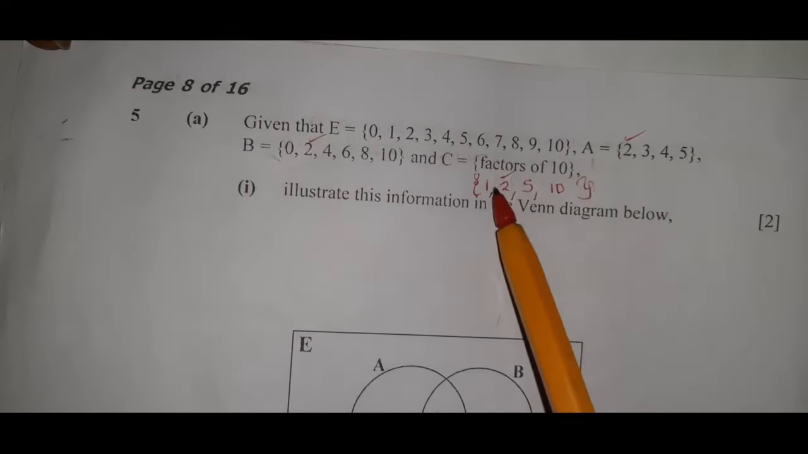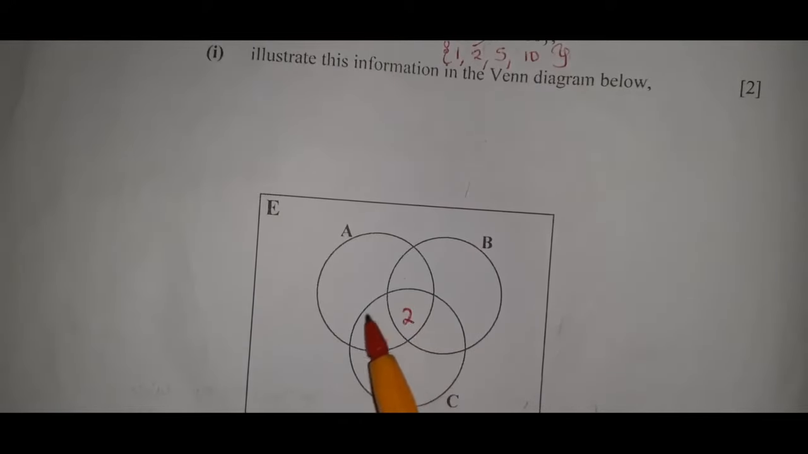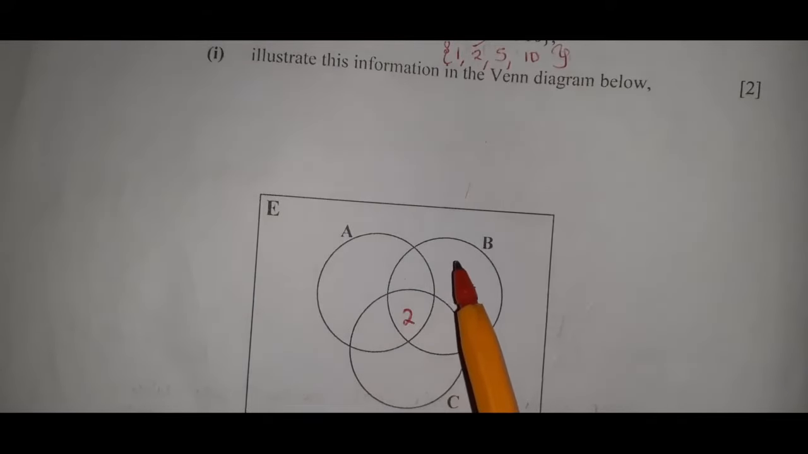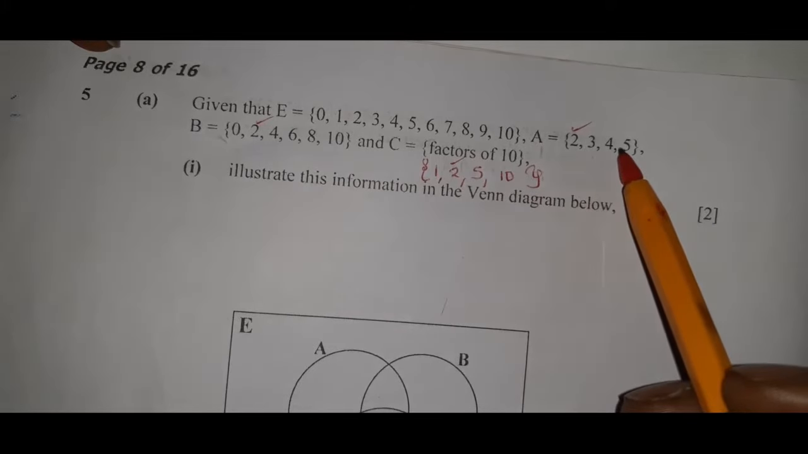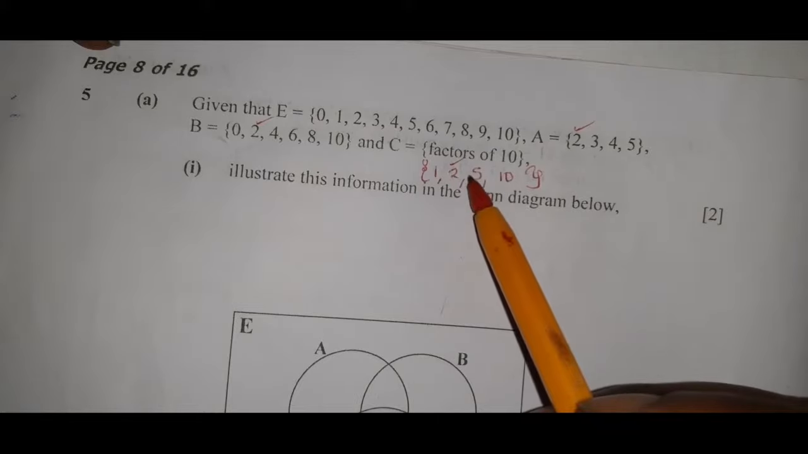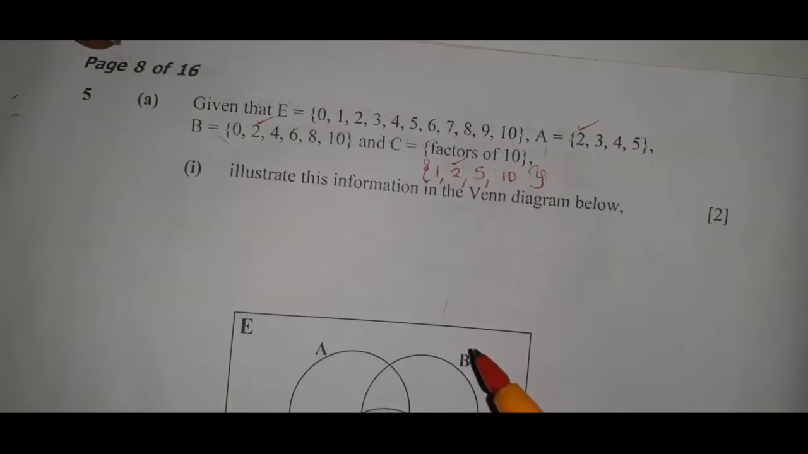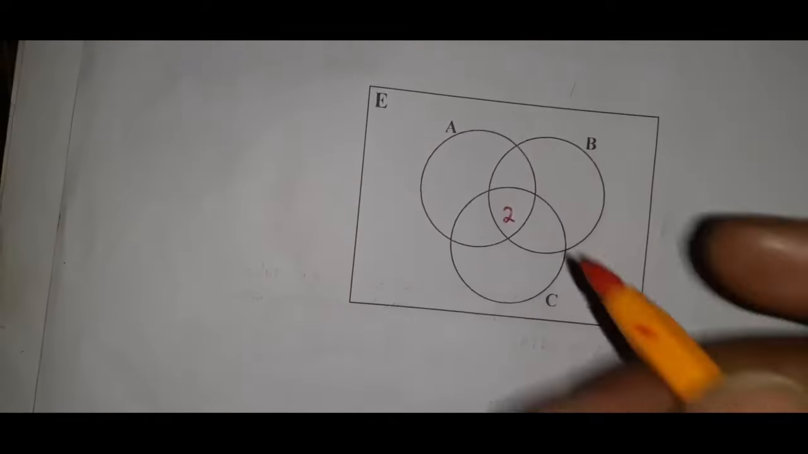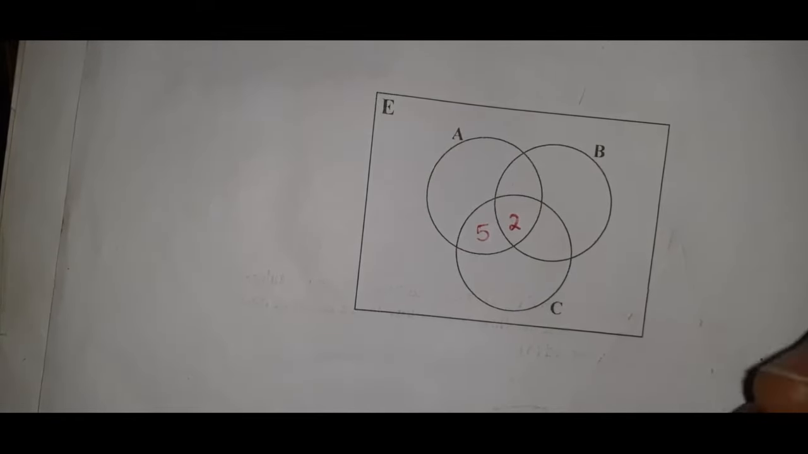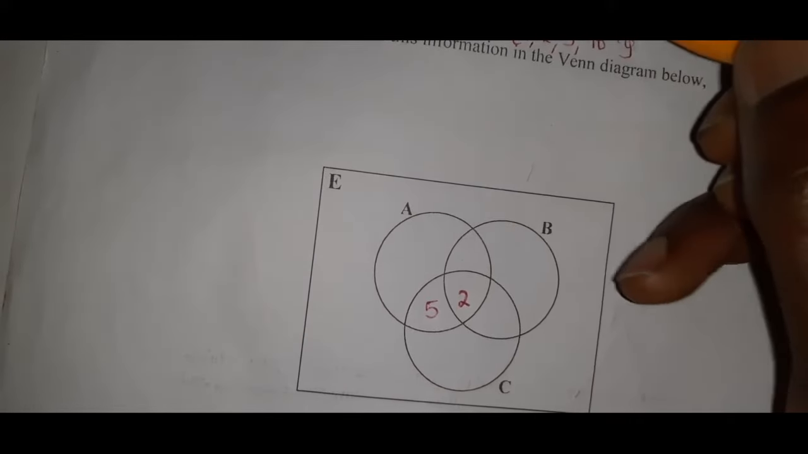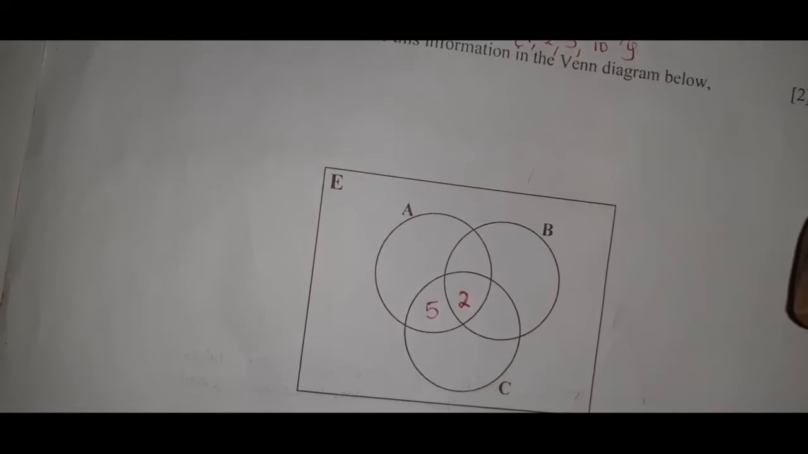So the next one is where we look at A and C. What is common between A and C? We have 5 here. Even on this side, 2 is also common, but 2 has already been introduced in the Venn diagram. So the 5 is going to be here. So 5 is dealt with.